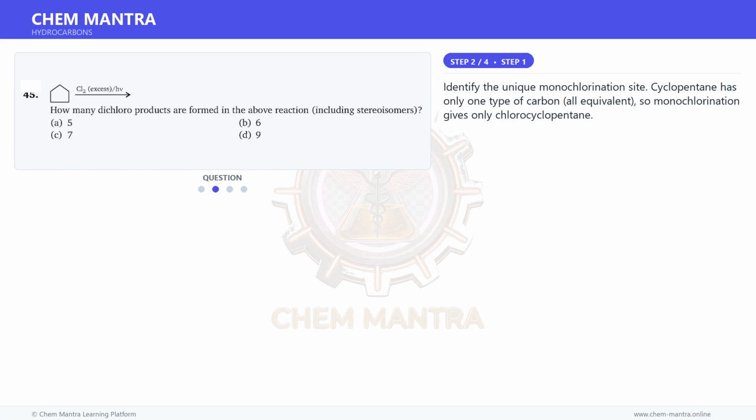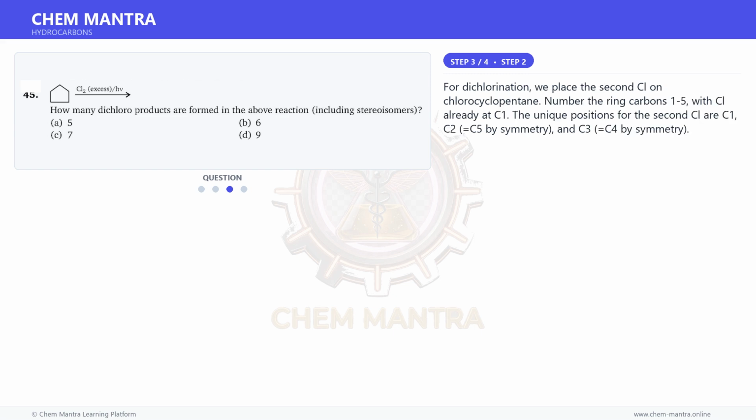Moving on to the next step. Identify the unique monochlorination site. Cyclopentane has only one type of carbon, all equivalent, so monochlorination gives only chlorocyclopentane.